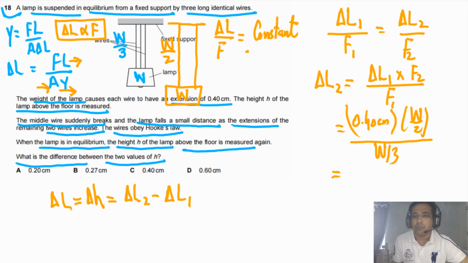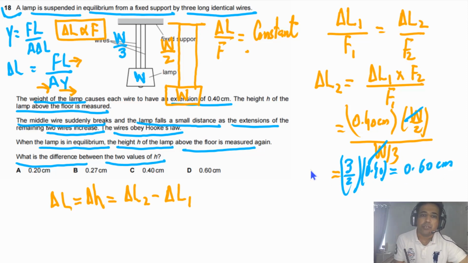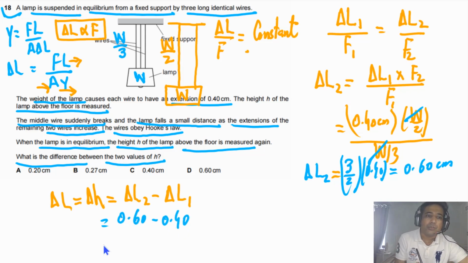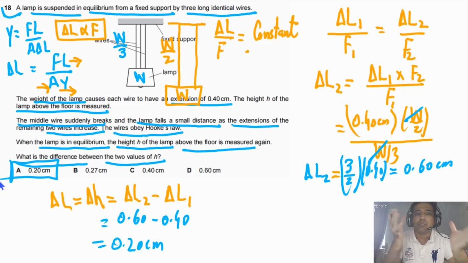Now we just need to simplify. We are already done with this question. W cancels with W, so we are left with 3 divided by 2 times 0.40. If we simplify this, we will get 0.60 centimeters, because we are using centimeters here. So this is the value of delta L2. Now we can plug in: 0.60 minus 0.40. The final answer we get is 0.20 centimeters. So the answer for this question is A. This is how you need to answer.